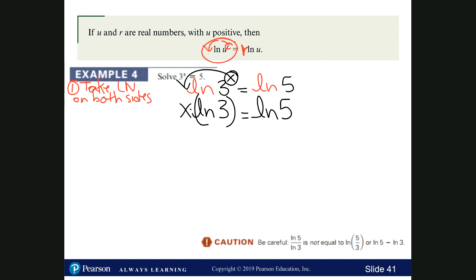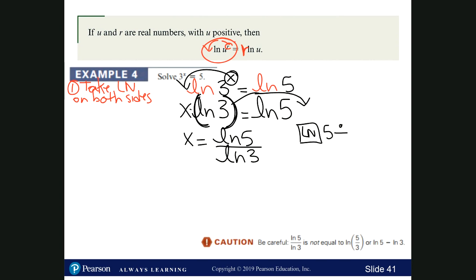Now from here, we need to isolate x. So what we're going to do is the inverse operation of natural log of 3 times x on the left side. In other words, we're going to divide, because if we take this to the other side of the equal sign, it changes to its inverse operation, so it will be dividing. Now, when you enter this on your calculator, take natural log of 5, divide it by the natural log of 3. You must press natural log twice. Do not get confused with natural log of 5 over 3.